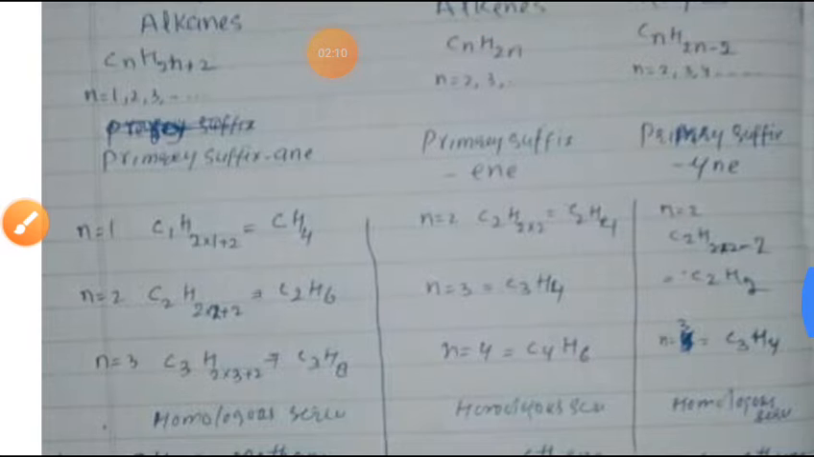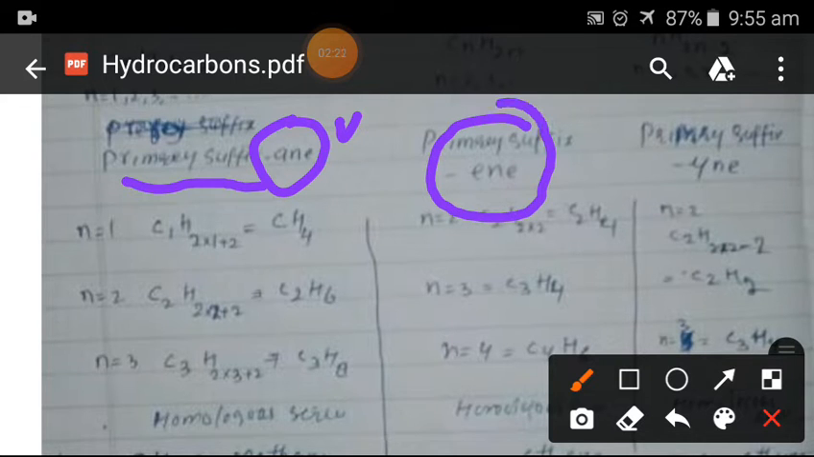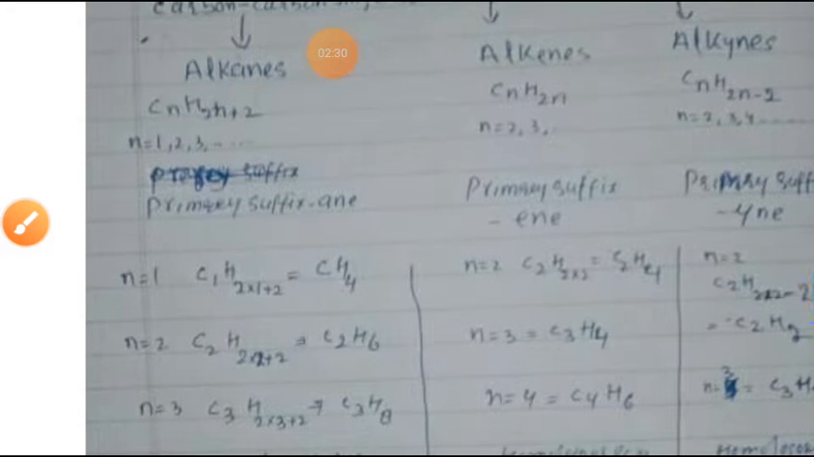Clear? So in order to write the IUPAC name, for alkanes we use the primary suffix "ane". In case of alkenes the primary suffix used is "ene", and in case of alkynes it is "yne". Clear?